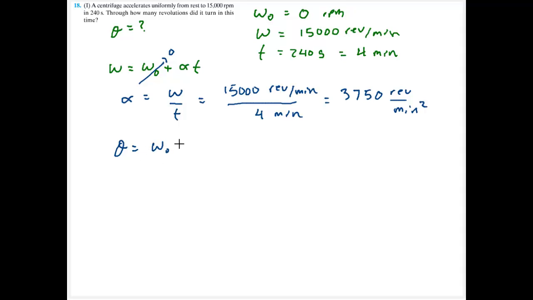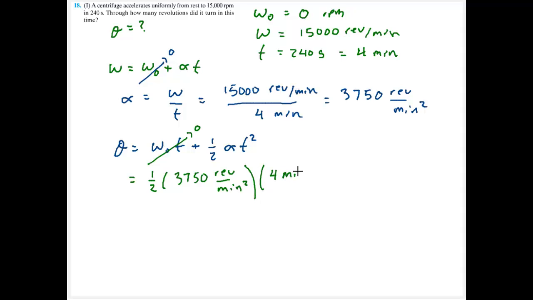That's going to be the initial angular speed multiplied by time plus 1/2 angular acceleration multiplied by time squared. Again, this goes to 0, and so we're left with 1/2 the angular acceleration, 3750 revolutions per minute squared. I'm going to multiply that by 4 minutes.